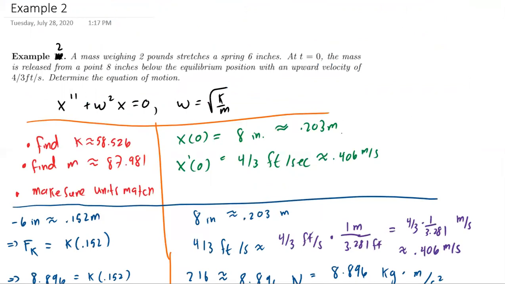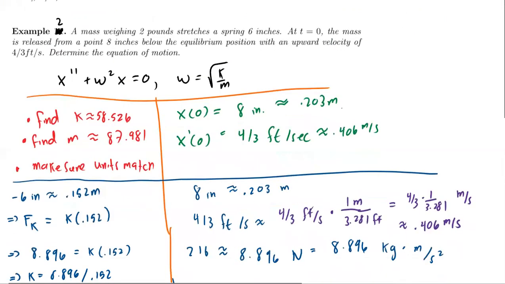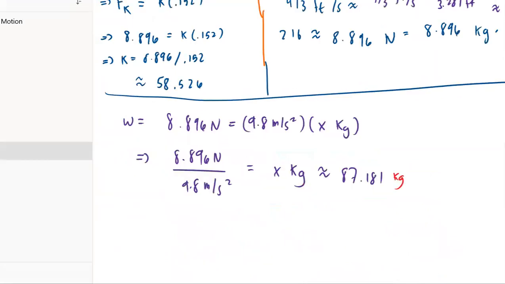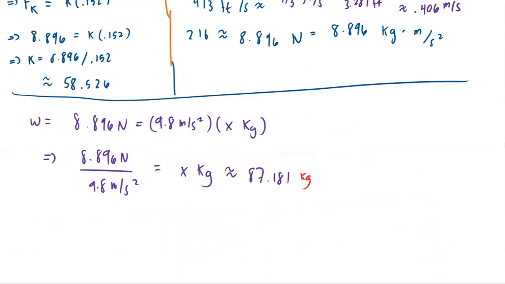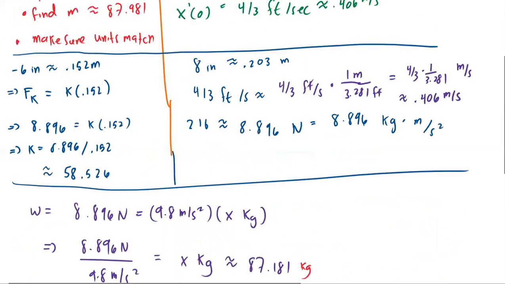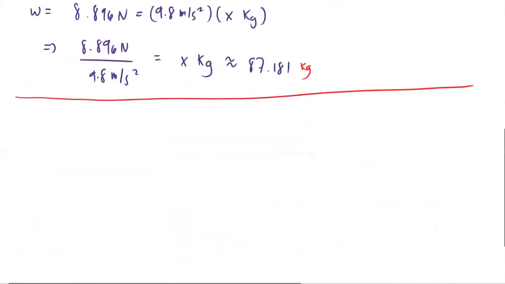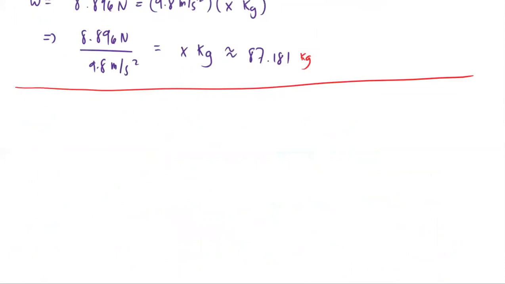And now we're done with this part. This is the hard part, like making sure that all the units are good. Actually solving the differential equation, it's easy. We've done it a bunch of times. So let's go ahead. We have x double prime plus w squared x equals 0, right?